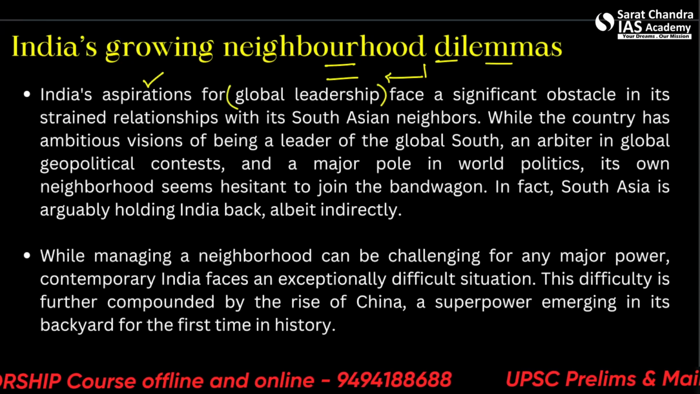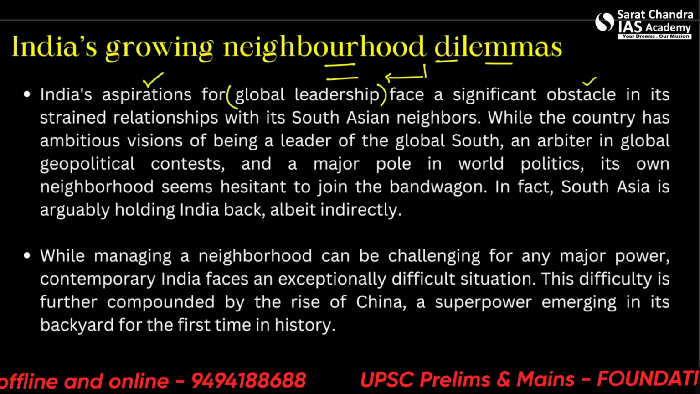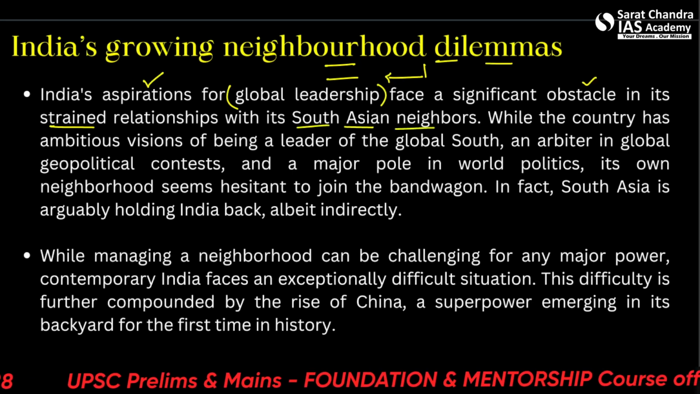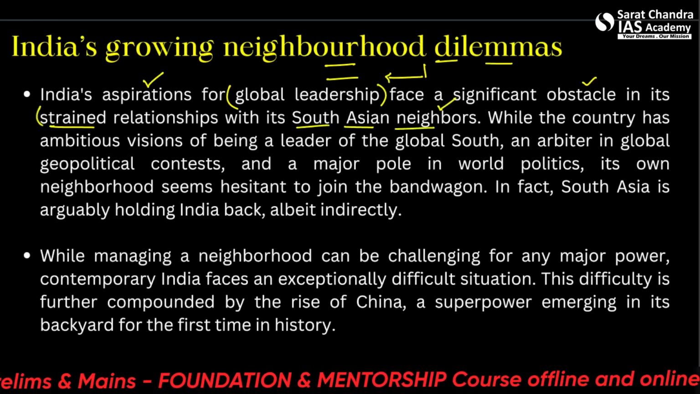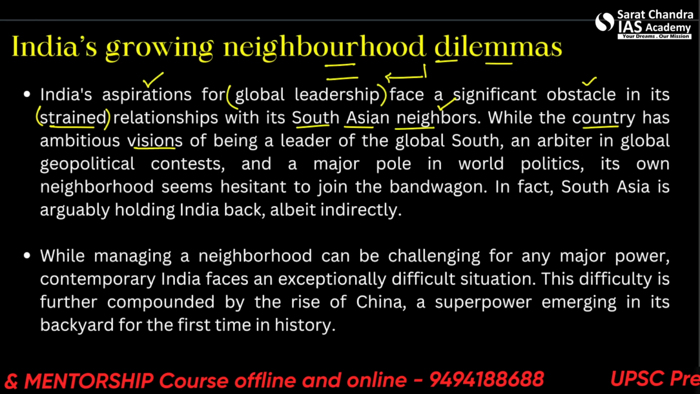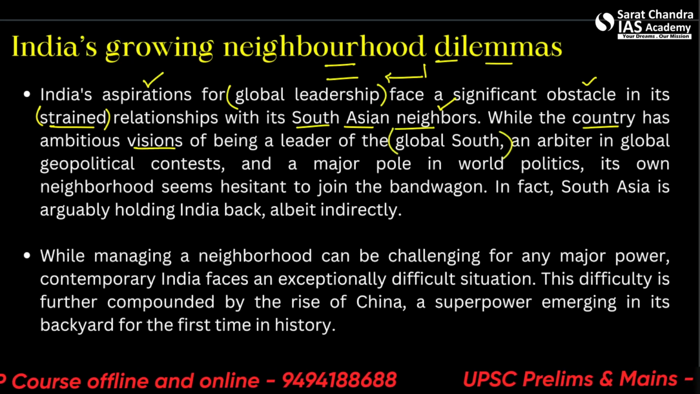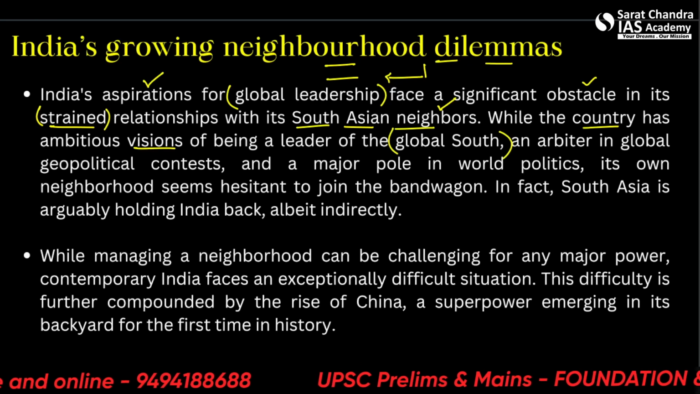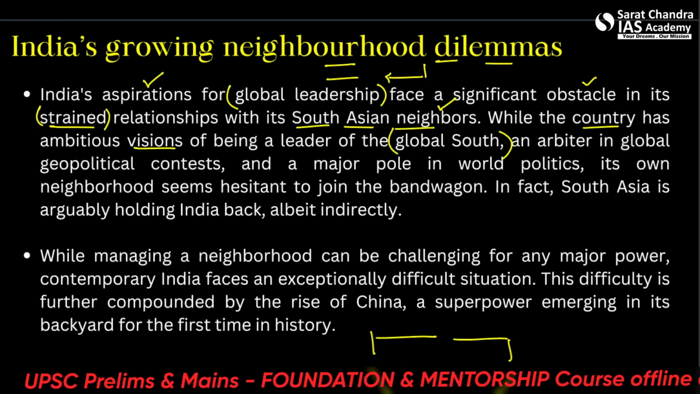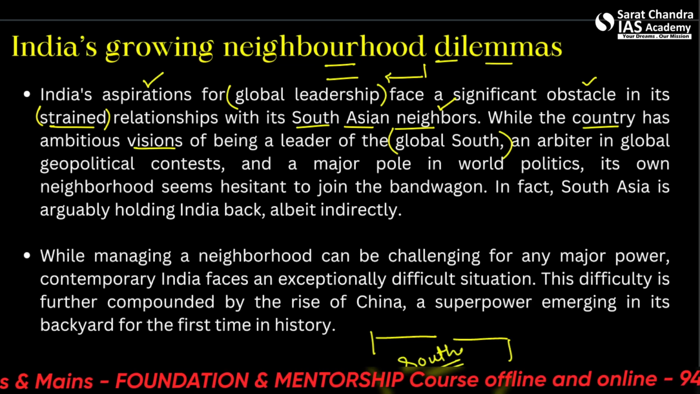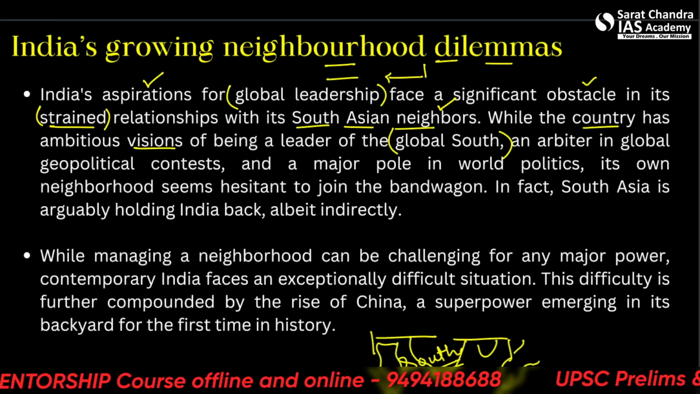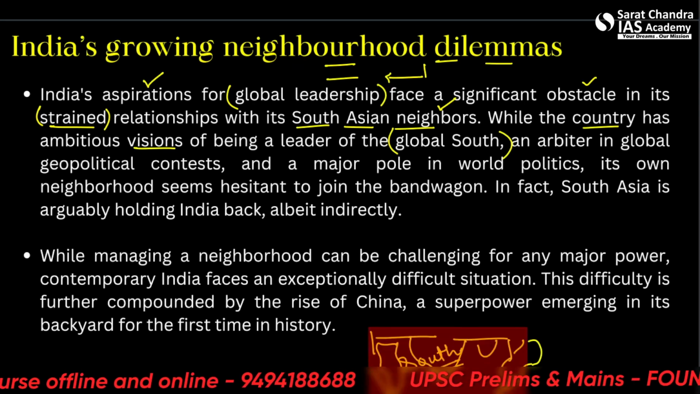Global leadership faces a significant obstacle. Obstacle means any hurdle or problem or issue, in its strained relationships with its South Asian neighbors. Neighbors means the ones who live close to us, and strained means a little bit stressed. While the country has ambitious visions of being a leader in the global south, the global south is a political or IR term. Basically it means every country around or below the equator, or in the southern hemisphere, like Africa, India, South America and Southeast Asia. So India wants to be a leader in this aspect.